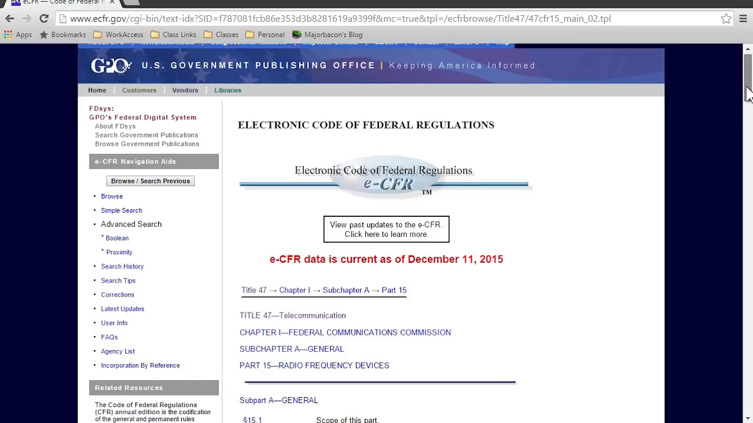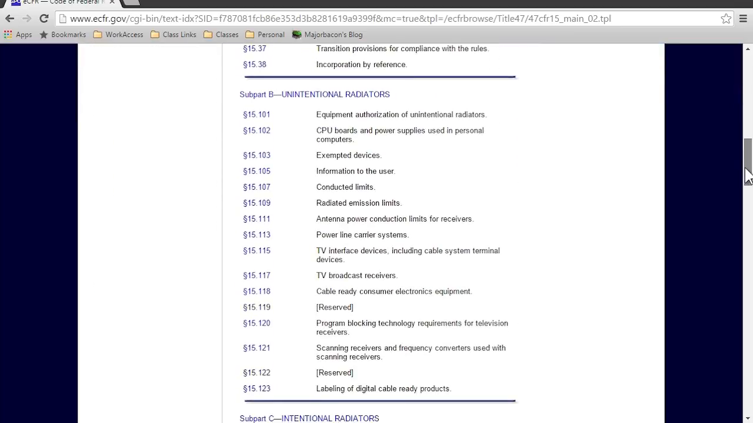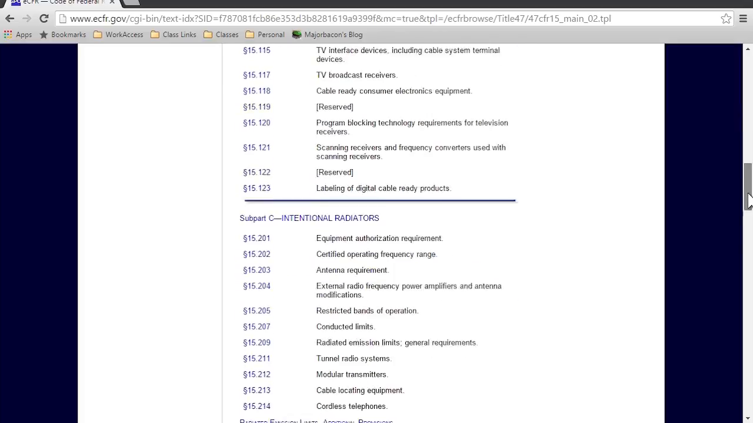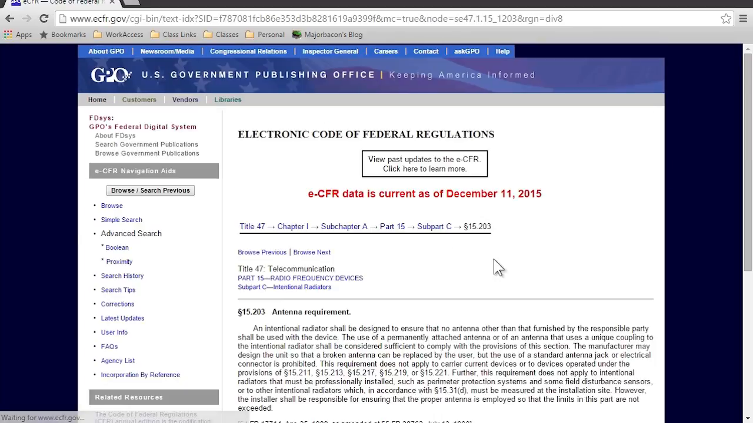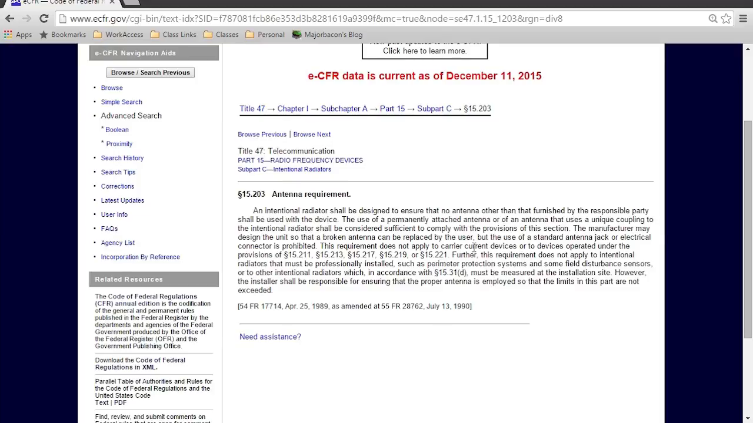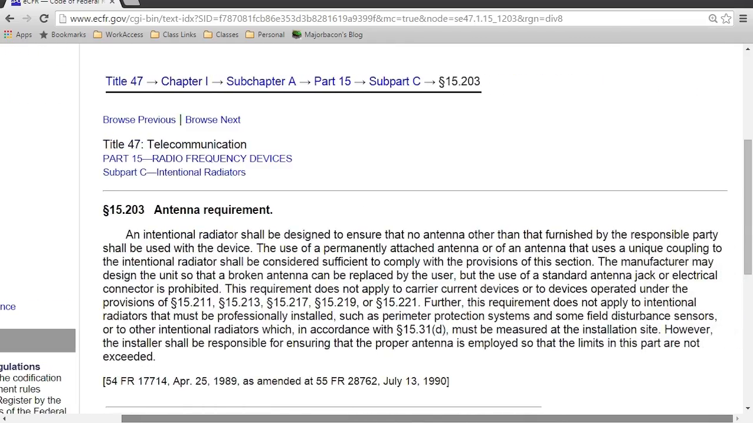And so we can open this up and we see these different sections. So TV, broadcast, all that sort of thing. Here we have intentional radiators, antenna requirements. Gang, this is going to apply to us because our Wi-Fi devices are intentional radiators with antenna. So if we take a look at this, we can see an intentional radiator shall be designed to ensure that no antenna other than that furnished by the responsible party shall be used with the device.